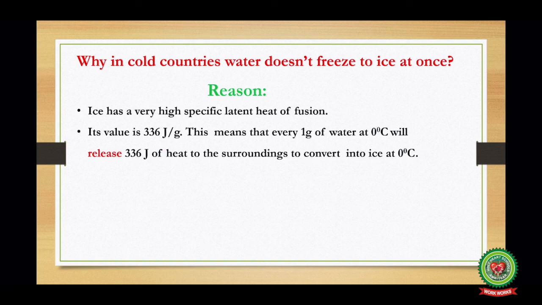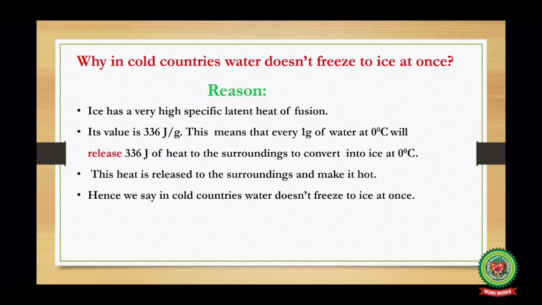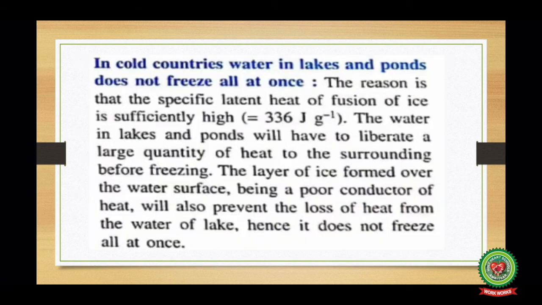This means that every 1 gram of water at 0 degree will release, when water is going to convert into ice, obviously it will release heat. And how much heat? 1 gram of water will release 336 joule of heat at 0 degree. And hence it will give the heat to the surroundings and convert into ice at 0 degree. This heat is released to the surroundings and makes it hot. Hence, we can say that in cold countries, water doesn't freeze to ice at once.